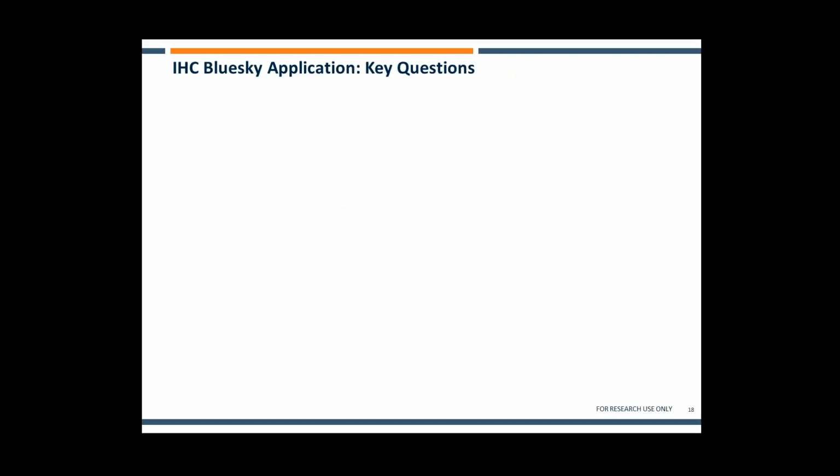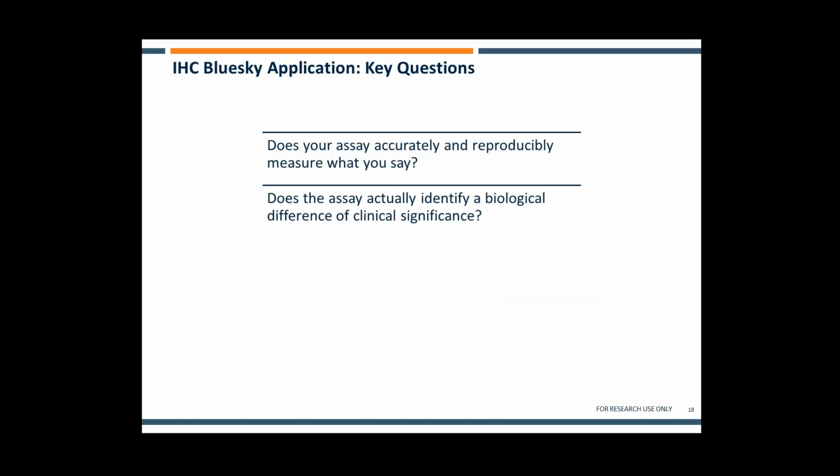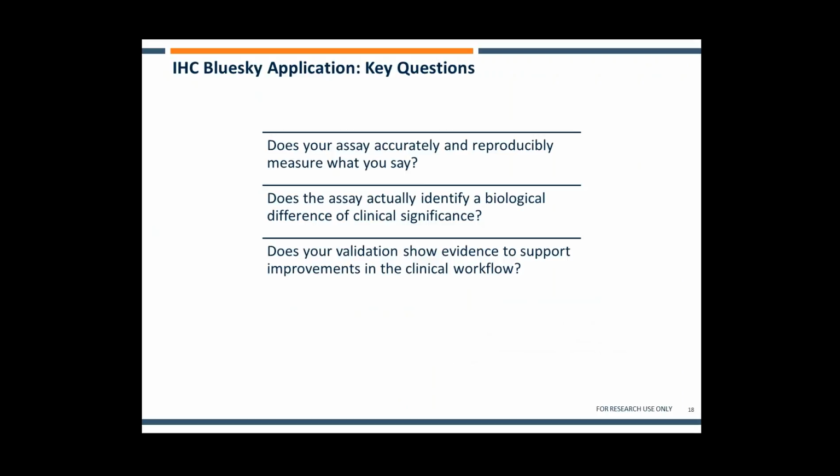So I'd just like to discuss a number of key questions. The first question: does your assay accurately and reproducibly measure what you say it does? Does the assay actually identify a biological difference of clinical significance? Does your validation show evidence to support improvements in the clinical workflow? And how do you monitor for your IHC analytical performance?